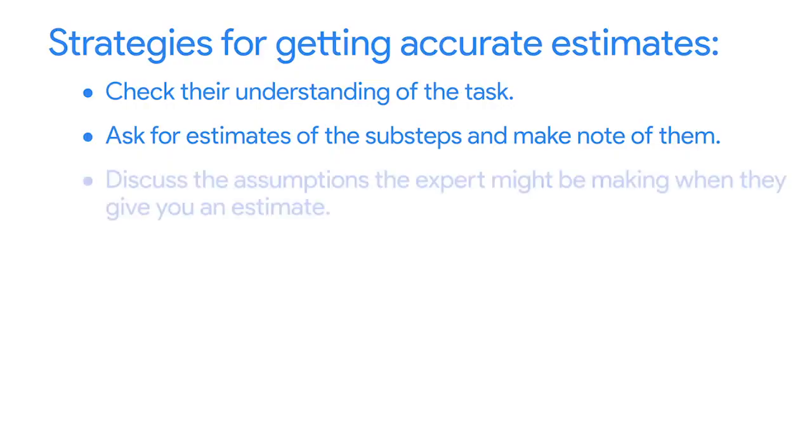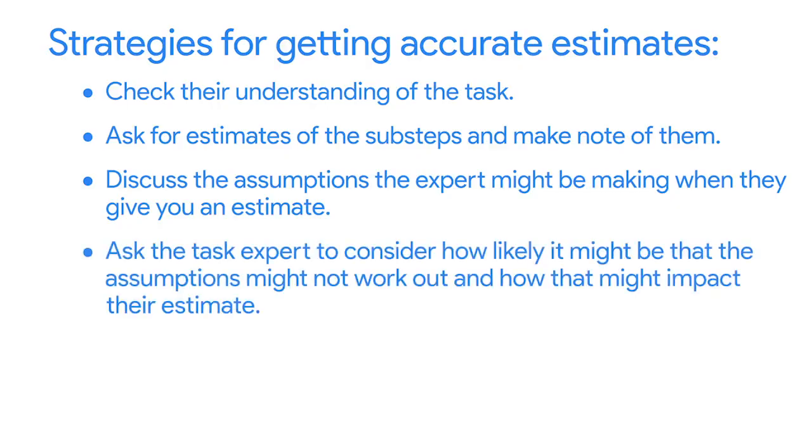Another strategy is to discuss the assumptions the expert might be making when they give you an estimate. For example, what equipment do they assume they'll have? What kind of supplies? How many people do they assume are working on the task? What are their assumptions about the skill and experience level of the people working alongside them on the task? Then, ask the task expert to consider how likely it might be that all or some of these assumptions might not work out, and how that might impact their estimate.